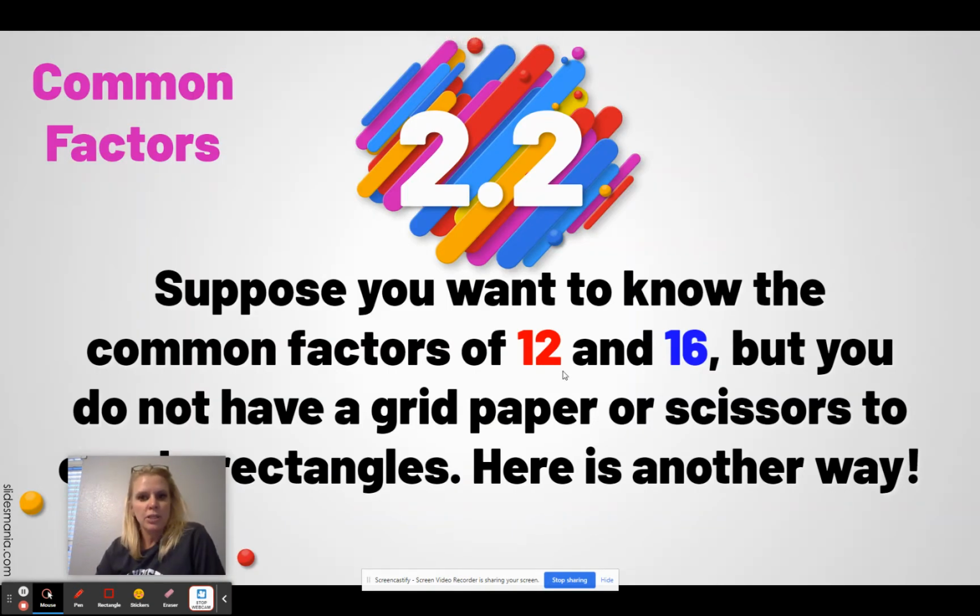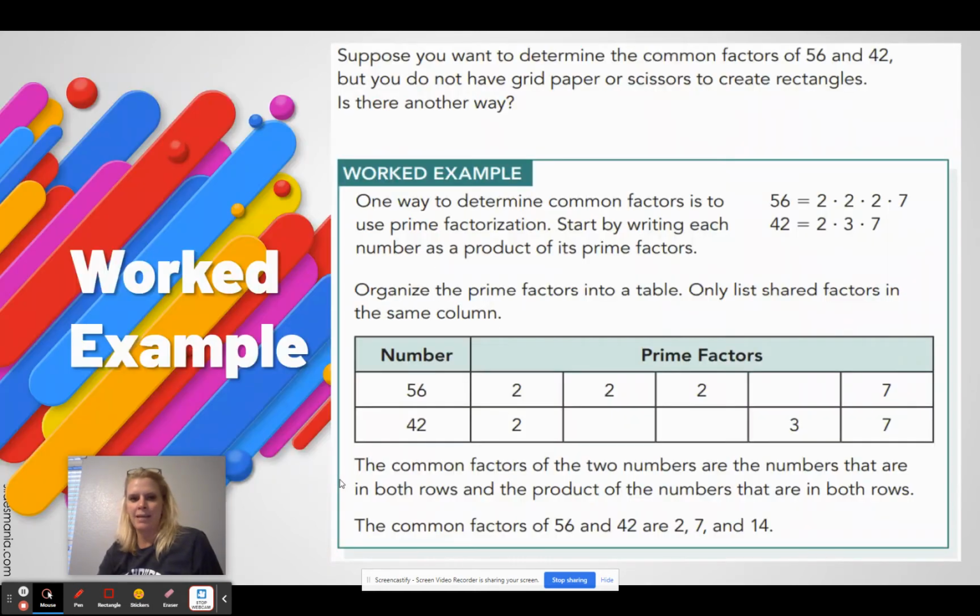Okay, so suppose that you want to know the common factors of 12 and 16, but you do not have grid paper or scissors to create the rectangles. Here is another way. Look at the chart that's on page number 6.